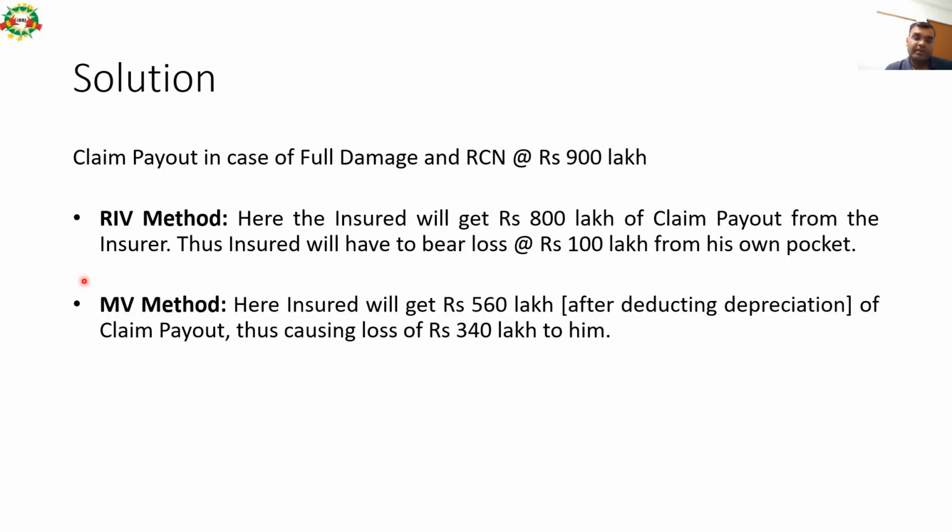If the insured has taken a market value method policy or depreciated value policy, then the sum insured was 560 lakh rupees after deduction of depreciation. So that is the maximum amount he will get. In case of loss of the full property, the insured will get a maximum of 560 lakh rupees, equal to the sum insured, and the remaining 340 lakh rupees he has to pay from his own pocket. That means just by paying 15,600 rupees, the insured has got a larger claim amount. That is a benefit.